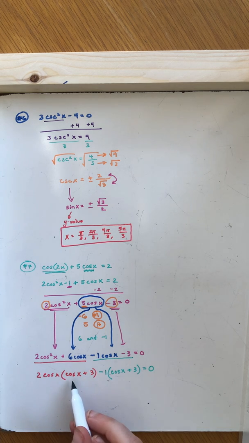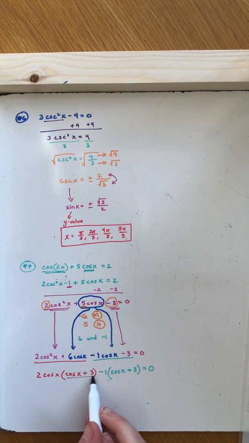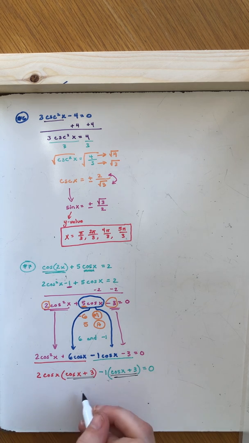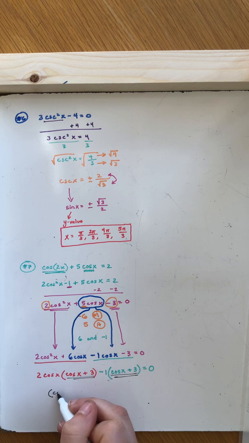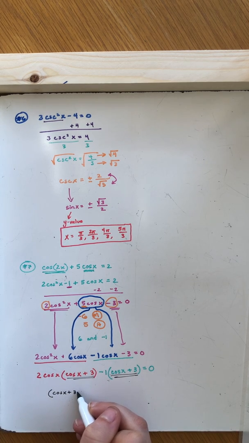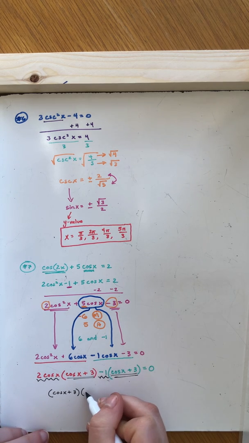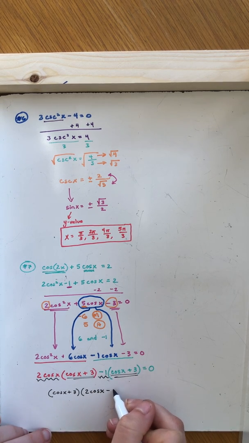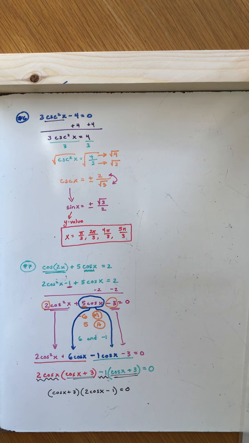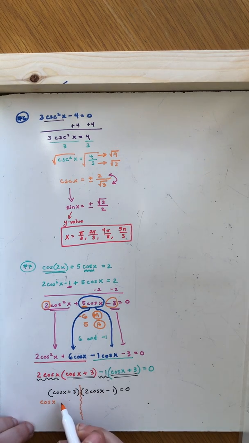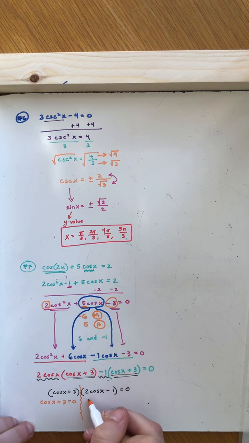Now for GCF, for factoring by grouping, these should be the same. So one of my factors is cosine x plus 3. My other factor is 2 cosine x minus 1. You have the zero product property, which means that I can split it up. Cosine x plus 3 equals 0, and 2 cosine x minus 1 equals 0.